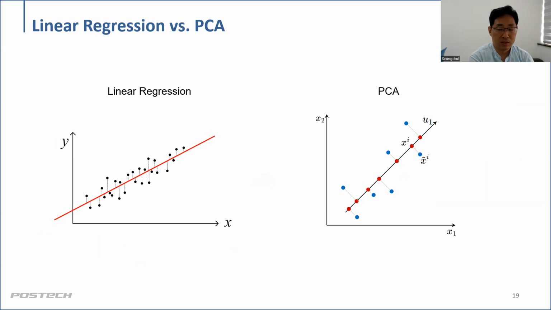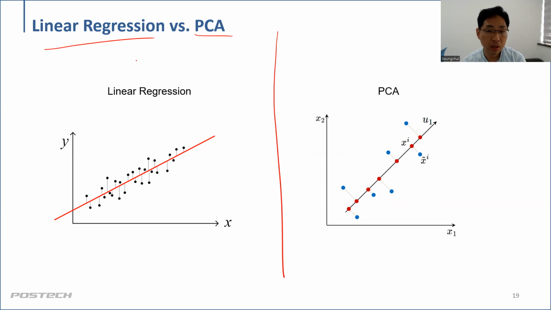And let's see. You might think linear regression and PCA are the same, or is it different, or at least it looks similar. The biggest difference is that linear regression minimizes these guys.